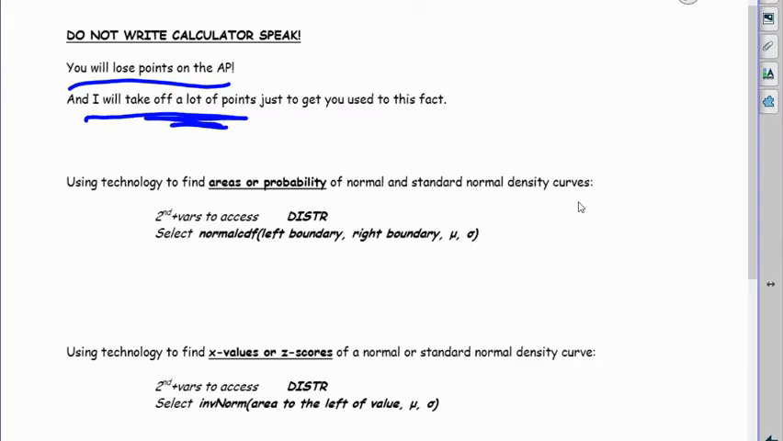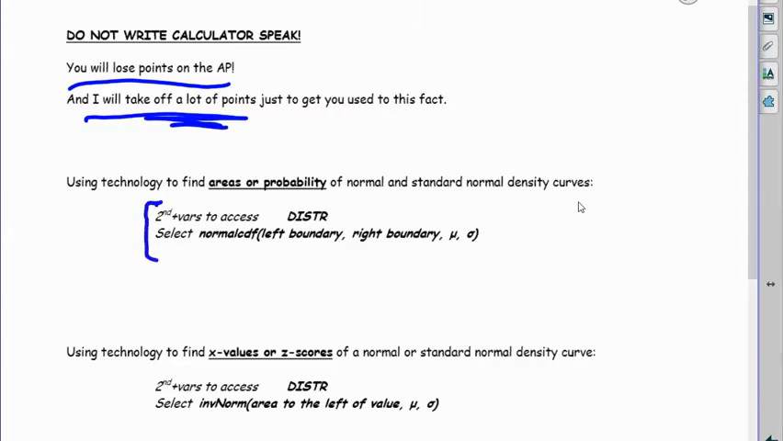So the only time you could write it on an AP test is if you defined every single variable as you were putting it in. But let's just not do that because it would take too much time. So if you're using technology to find the area like we just did, then you would use this command.